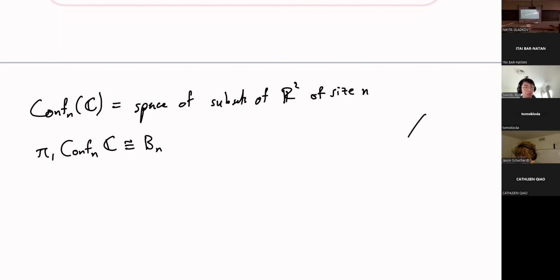Because if I have a configuration of 3 points in the plane and I try to make a loop in my space of configurations, I have to move my configuration of 3 points around and somehow end up at the same 3 points. By doing so, each point will end up somewhere. I have no way to draw this well, but you can imagine the 3 points twisting around each other in weird ways, and you end up with a braid. A loop inside this space is a braid. And so the braid group on n strands is the fundamental group of this space.